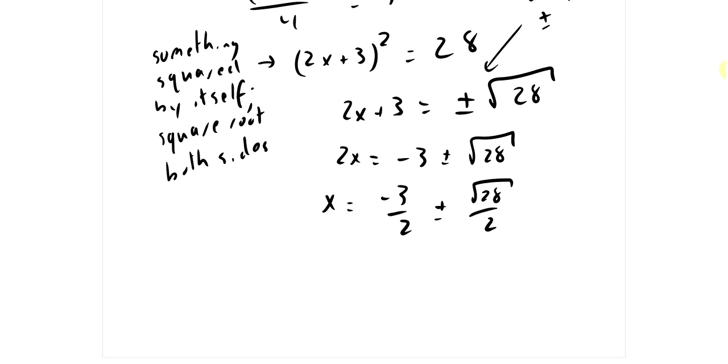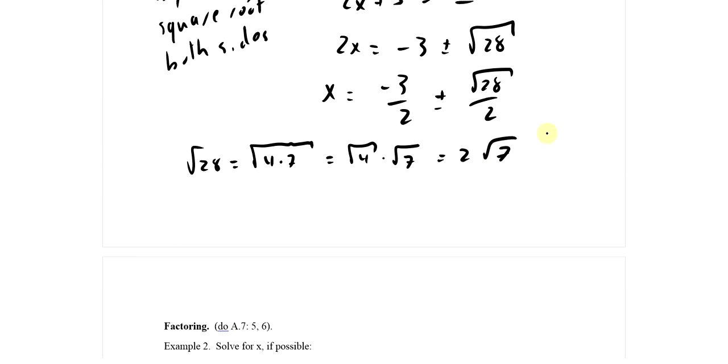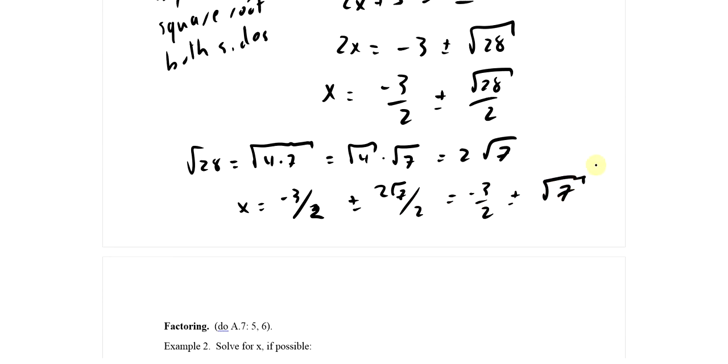This can be simplified a little bit if you want. I mean, this answer is fine, but the square root of 28 is, well, 28 is 4 times 7. So this is the square root of 4 times the square root of 7, which equals 2 square root of 7. So x is minus 3 halves plus or minus 2 square root of 7 over 2, or minus 3 halves plus or minus the square root of 7. Generally, you can stop here, right? This is enough. You don't need to simplify out square roots.